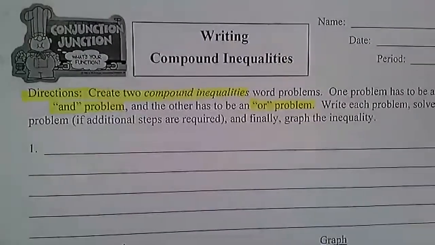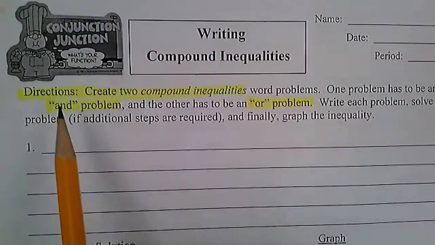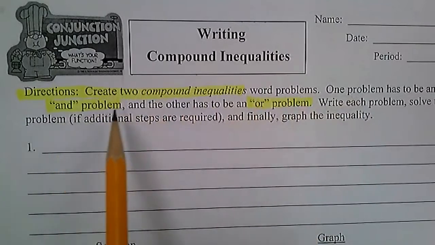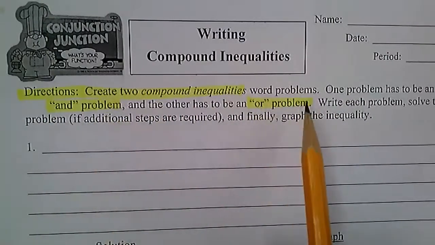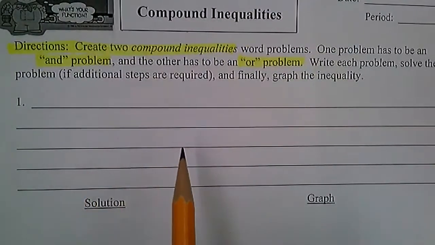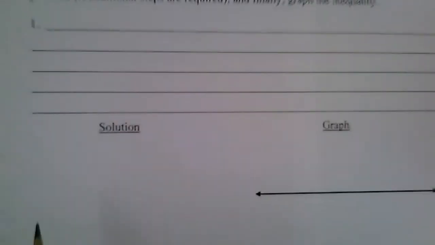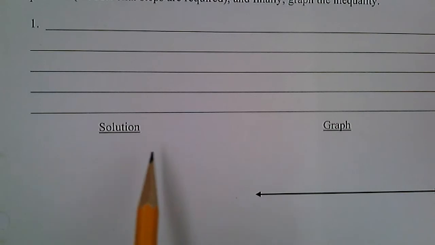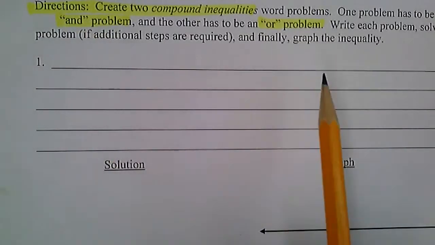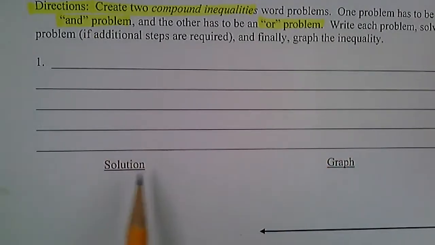Okay, now the second part of your assignment is you're going to actually write the compound inequalities. The directions say create 2 compound inequality word problems. One of them has to be an and problem, and one of them has to be an or problem. So you actually come up with the little story. You write the story, then show me what the solution is. What are the inequalities? So if the first one is an and problem, then you're going to have something and something else.